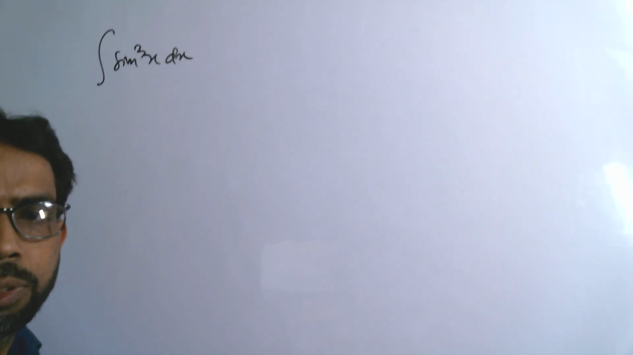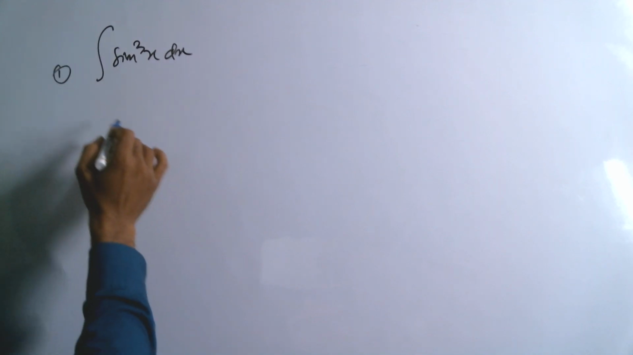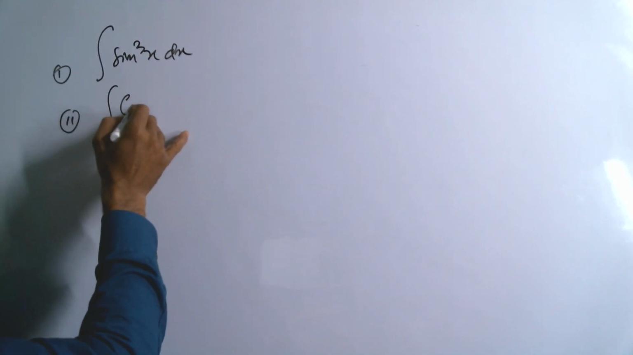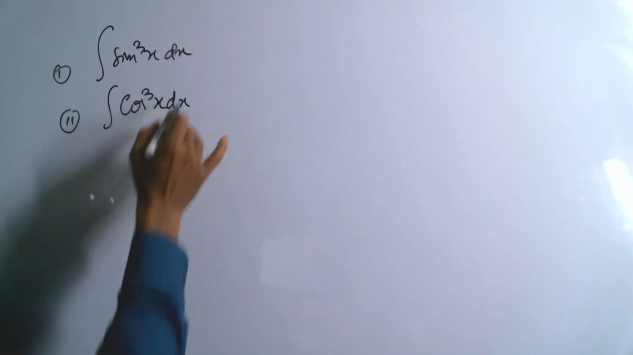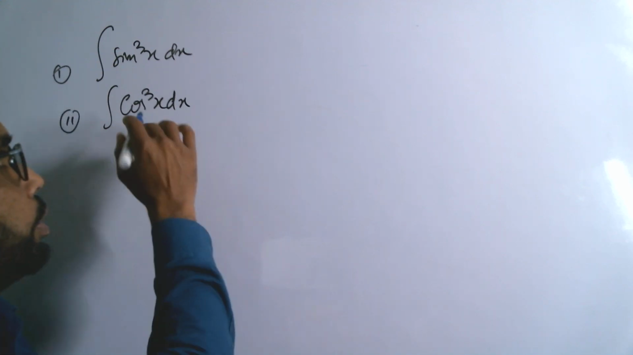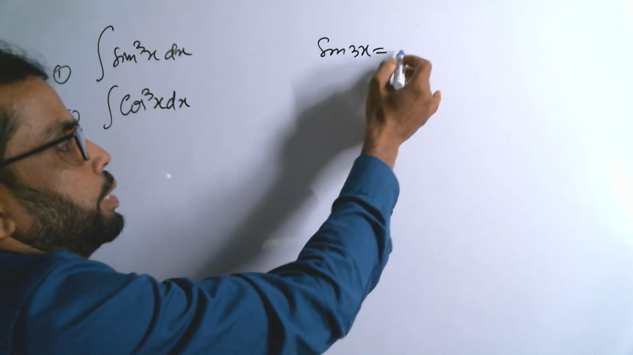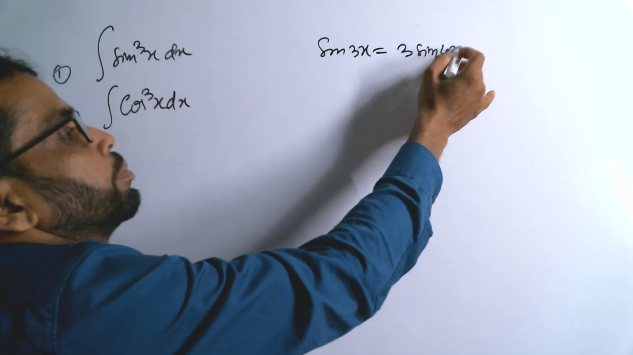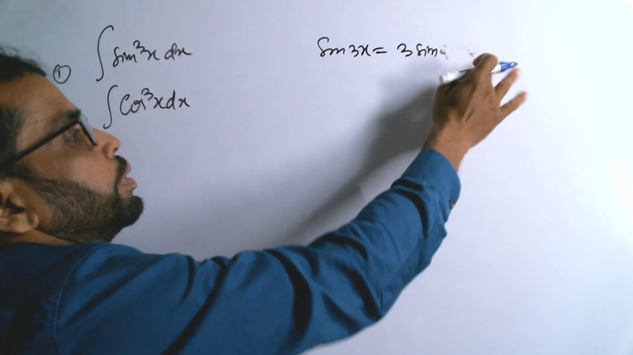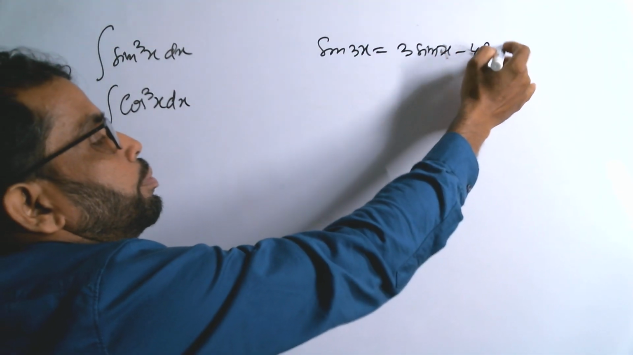So integrations of even powers of sine and cos we have learned. Now we will learn integration of sine power 3x and integration of cos power 3x dx. Let us learn this. For this we are going to use identity. We have the identity sine 3x is 3 sine x minus 4 sine cube x.